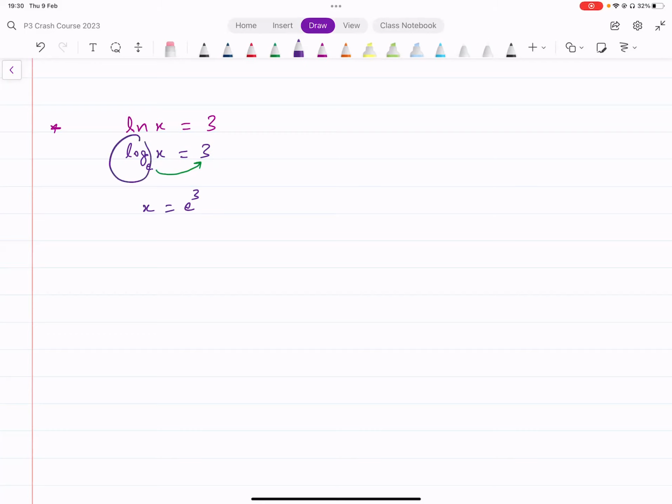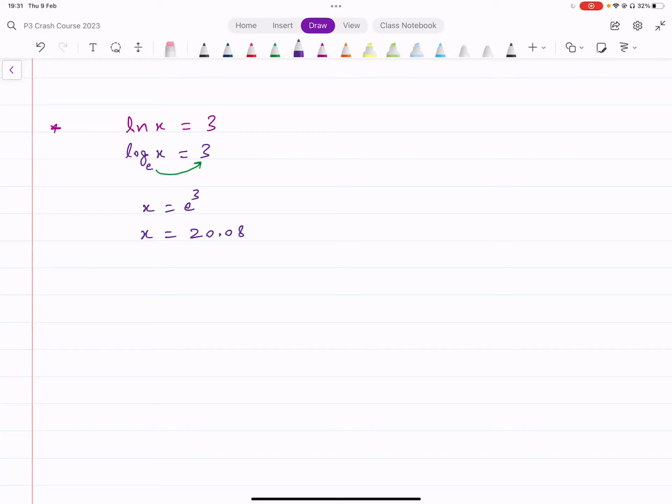Okay, so the log gets eliminated because we've converted it to the other form now, to the index form. And now you've got x equals e cube. We just evaluate this on your calculator. And this turns out to be 20.08. That's the value of x that you get from this equation.